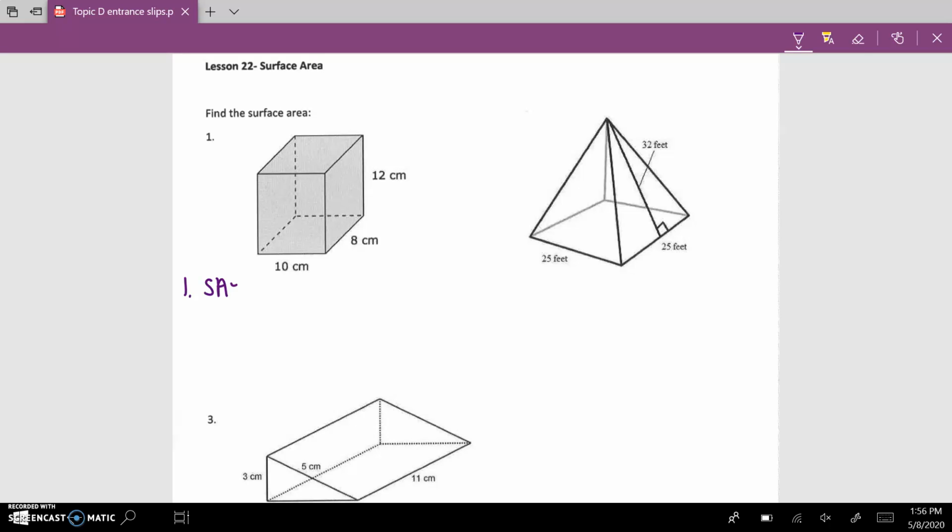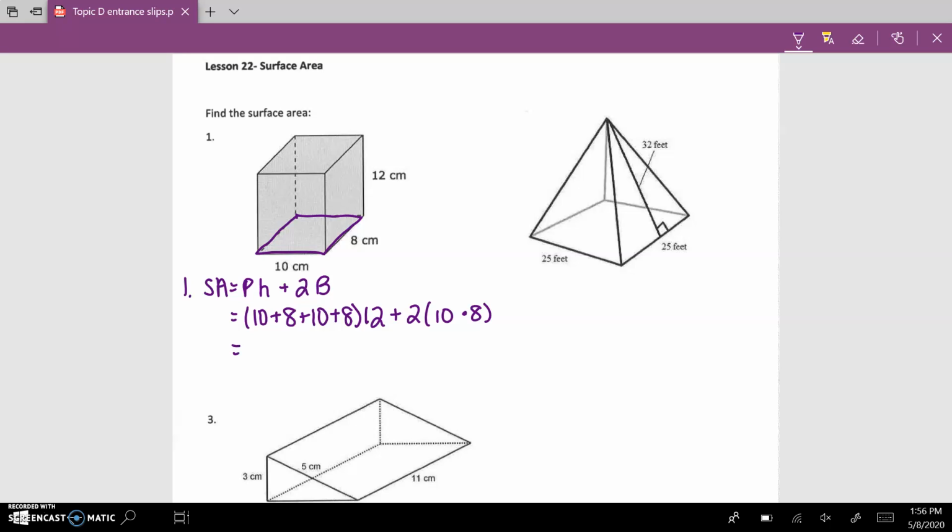So surface area equals perimeter of the base times the height plus 2 times the area of the base. So perimeter of the base here would be 10 plus 8 plus 10 plus 8. Height would be 12 plus 2 times the area of the base, which would be 10 times 8. So I'm using this guy as my base. You could technically do any side as your base. You'll get the same answer either way.